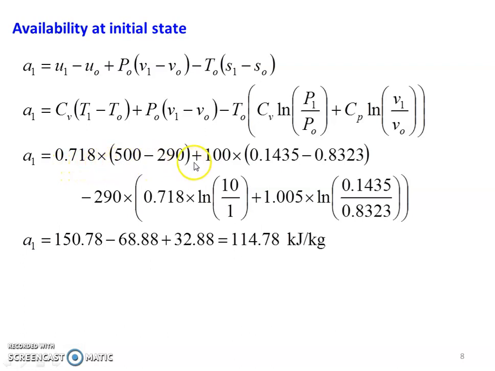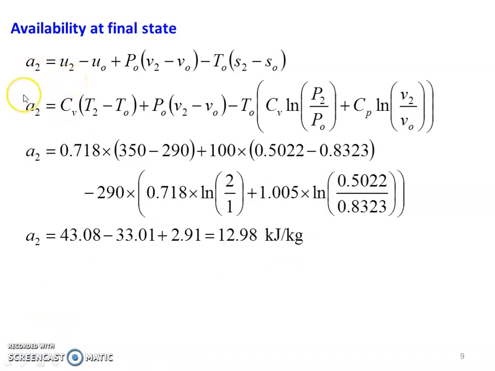Substituting all the numerical values, A1 equals 0.718 into 500 minus 290, plus 100 into V1 minus VO, which is 0.1435 minus 0.8323, minus 290 into 0.718 into logarithmic of 10 by 1, plus 1.005 into logarithmic of 0.1435 divided by 0.8323. Calculating the values, this will be 150.78 minus the second term 68.88 plus the third term 32.88, equal to 114.78 kilojoules per kilogram.